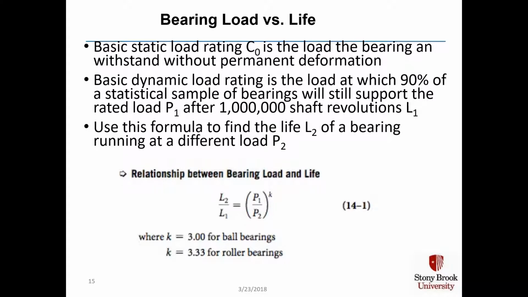K equals 3 for ball bearings and 3.33 for roller bearings. And the general idea here in this formula is that if you want to run a shaft at a higher load than the rated load, you're not going to get 1,000,000 shaft revolutions. You're going to calculate a smaller number of revolutions, L2, using this formula. P1 is the rated load and P2 is the higher load that you want to run at.